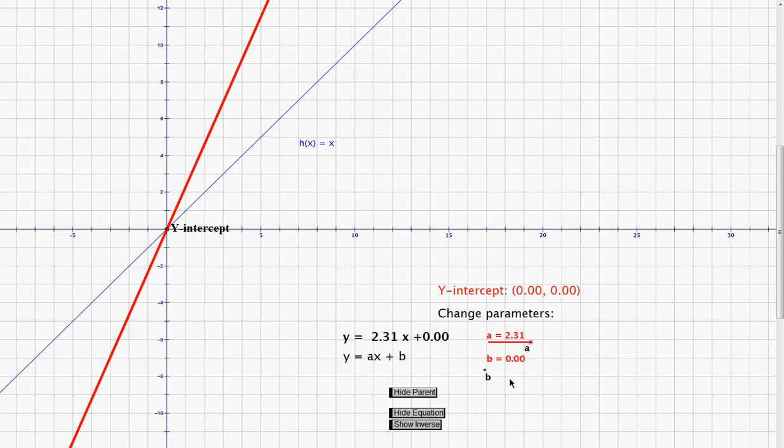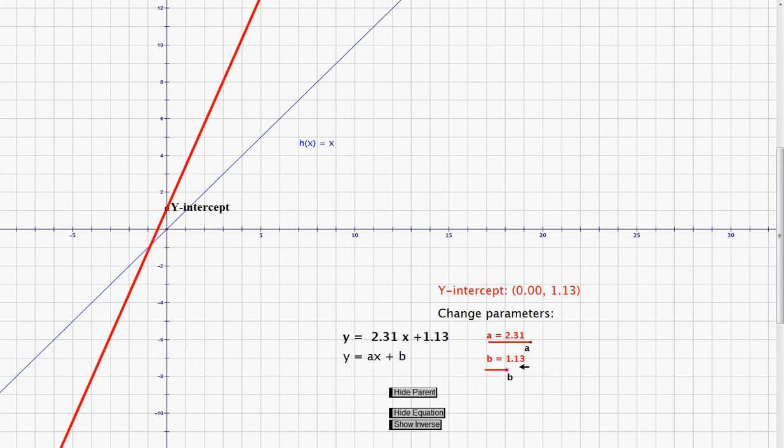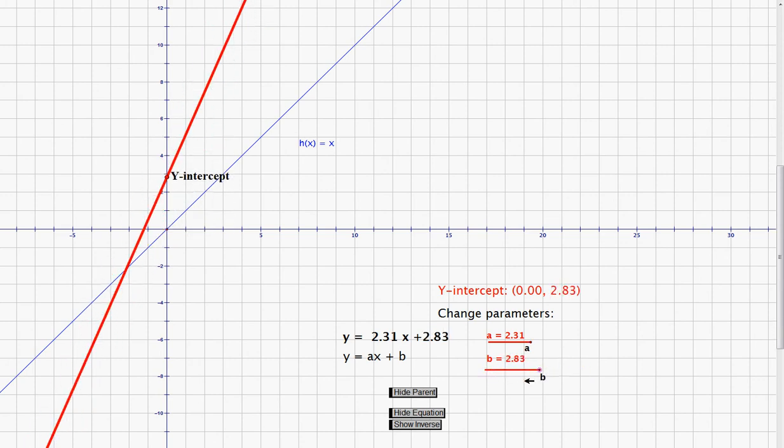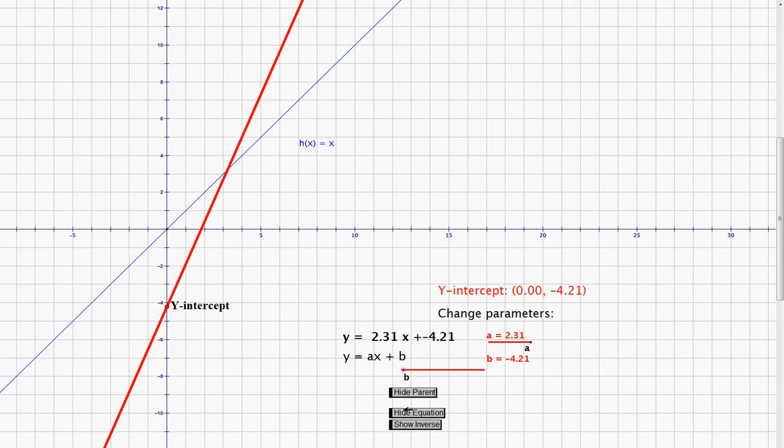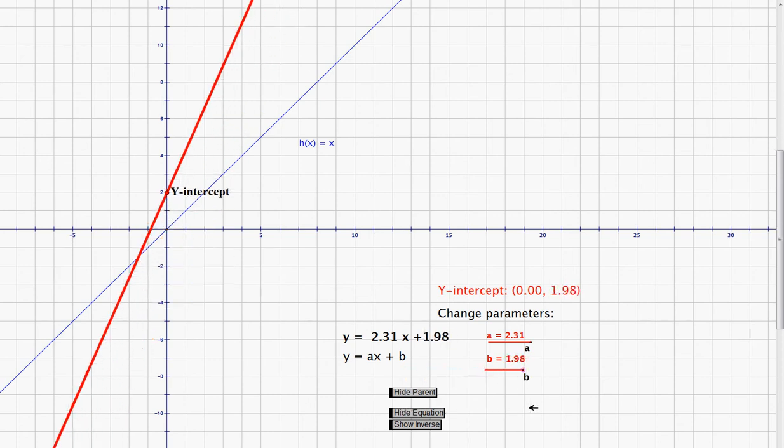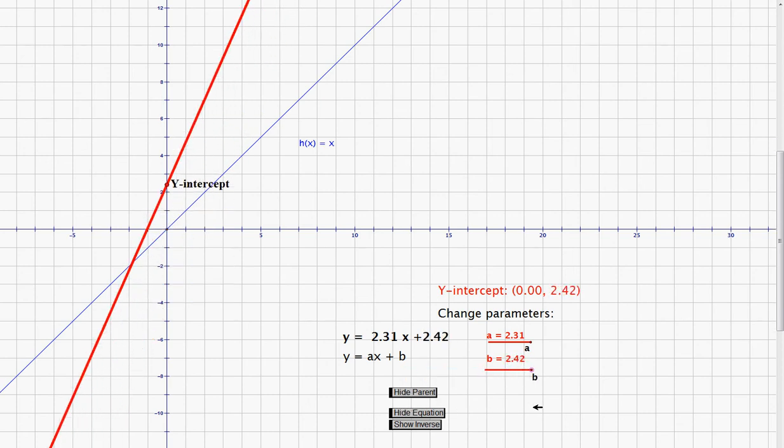Right here you see the y-intercept that also can be changed, and the y-intercept translates our graph up and down vertically. So this is what you can see on this portion of the graph. You also can see here the inverse function for this linear function.